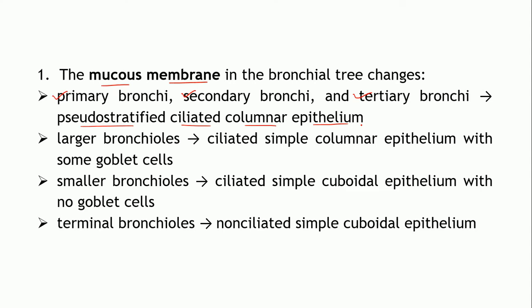Further, these tertiary bronchi branch into the bronchioles, right. The slightly larger bronchioles comprise ciliated simple columnar epithelium with goblet cells. Now, what is the meaning of pseudostratified? You all must be aware of it.